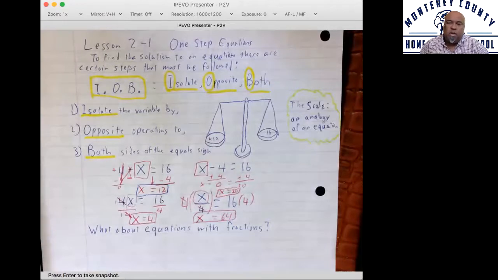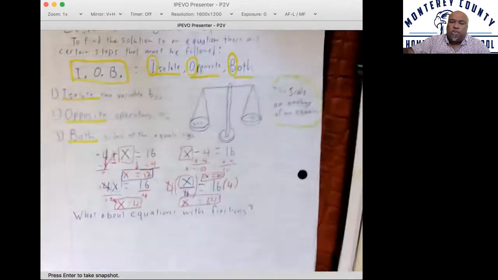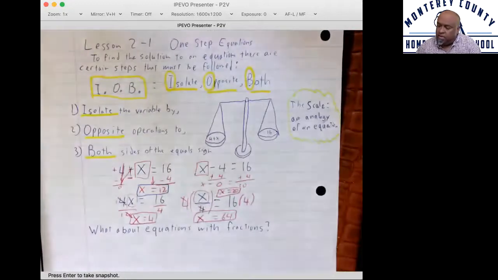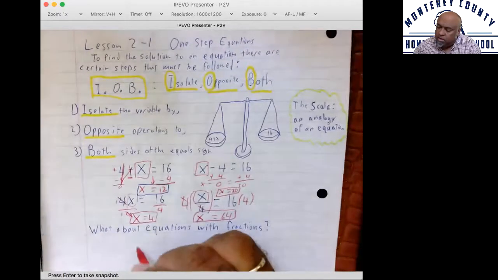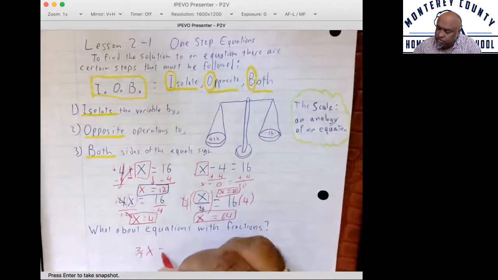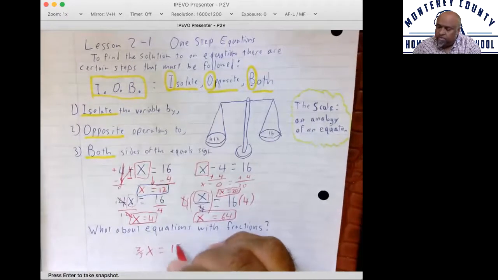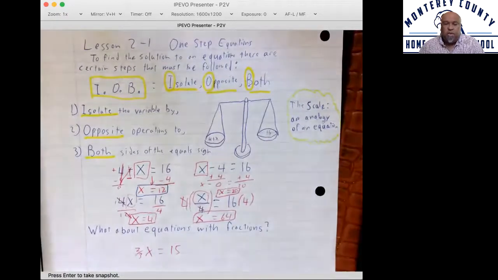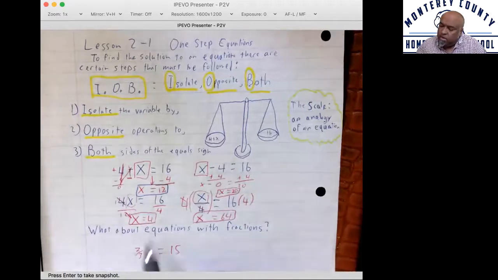Okay, what about equations with fractions? Let me help you with that. So let's say I have an equation like this. 2/3 x is equal to 15. To solve this problem, I still do the same steps. Isolate. Isolate the variable x.